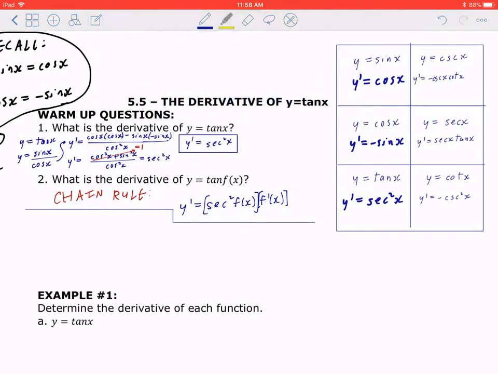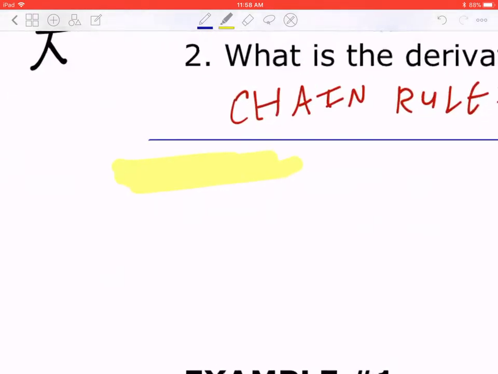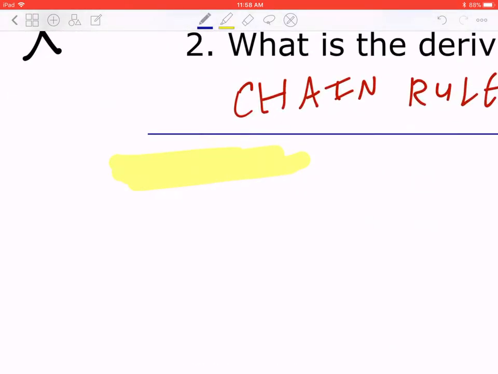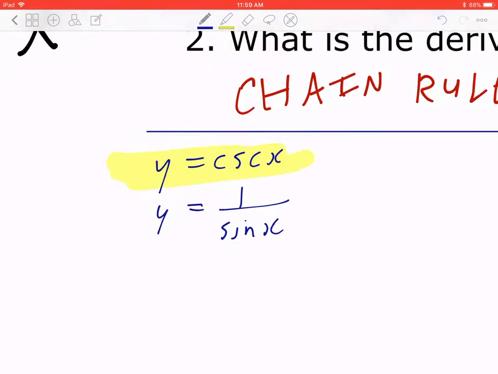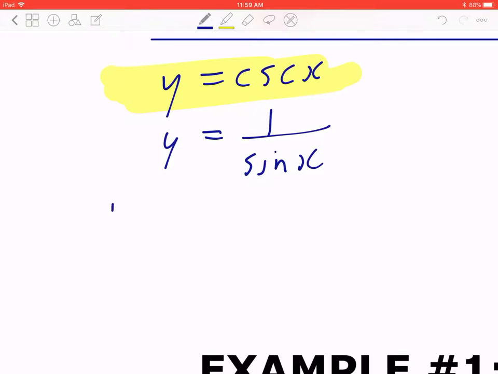Now I'm starting with y equal to cosecant x. Again, you can do this. For sure you can do this. You have what it takes. So y equals cosecant x. And again, if you think about this, this is 1 over sine x. That's why it's called a reciprocal trig ratio. And again, you can apply the chain rule. You can apply the quotient rule. I am going to use the chain rule because there's no x at the top.